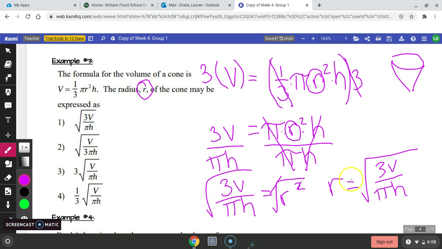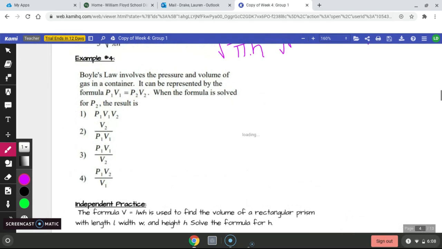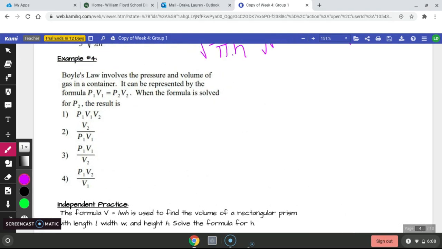Now this might look super confusing, but remember, you're not actually doing any of the operations. You're just moving letters from one side of the equation to the other. You're just rearranging these letters. So now let's take a look at the answer choices. Which one matches this? I hope you said choice 1. Okay, let's look at one more together, and then we'll have you do the independent practice on your own.